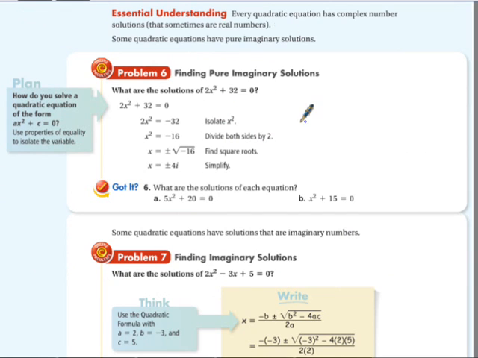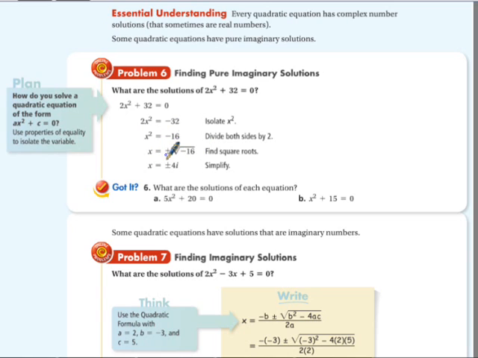All right. Last big thing, or two last example problems. Every quadratic equation has a complex number solution that sometimes are real numbers. Some quadratic equations have pure imaginary solutions. So we're working this problem right here, and we've talked about when the discriminant is negative, we said that there are no real solutions. The key there is that there are no real solutions. There are imaginary solutions. So this problem, for example, we get 2x squared equals negative 32. Divide by 2 and we get x squared equals negative 16.